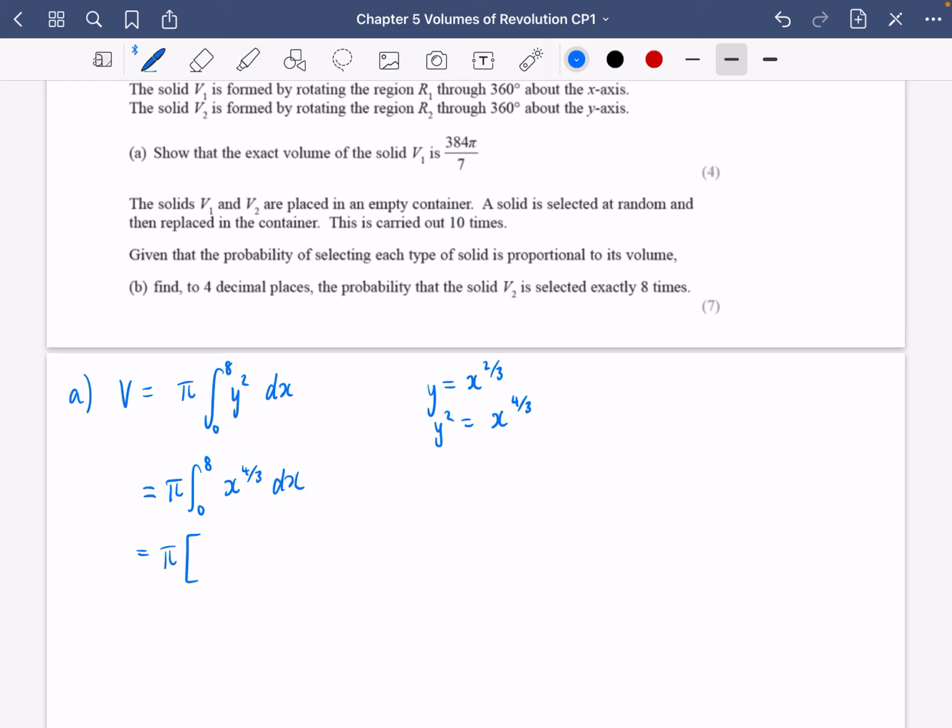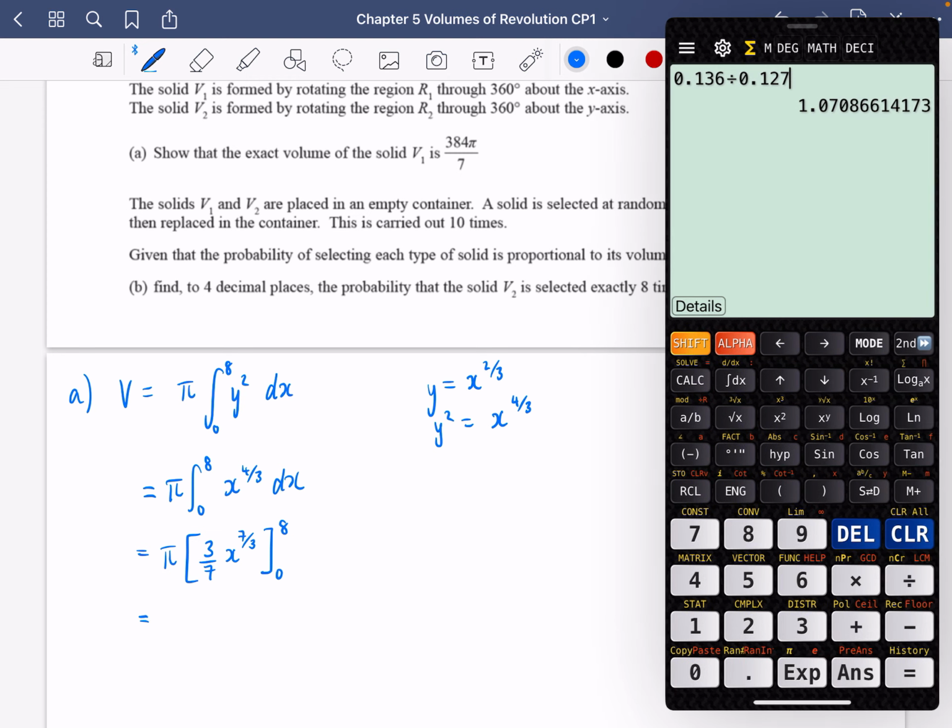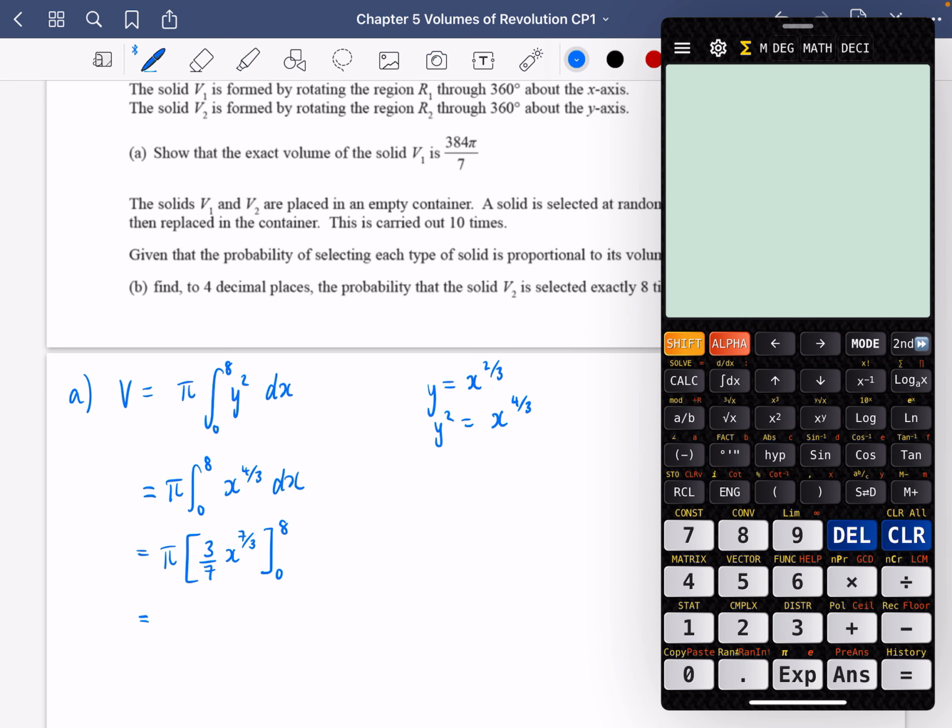So I'm going to actually do this integration. I'm going to increase the power to 7 over 3 and then multiply by the reciprocal, which is 3/7, between 0 and 8. And I'm just going to sub in 8 now, because I know that when I sub in the 0 part is going to just be nothing at all. So I'm going to do 8 to the power of 7 over 3, which is 128. Multiply that by 3 over 7. Ooh, it doesn't like this. Oh, it does. And you just get the answer, 384 over 7 pi.